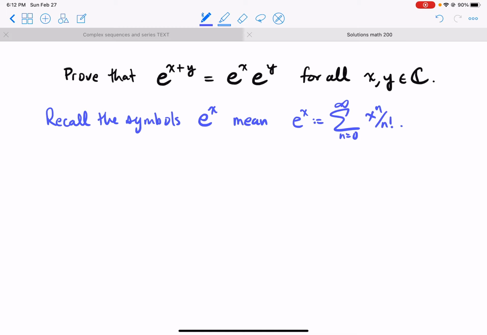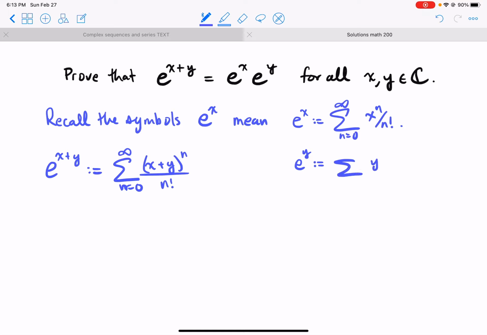So, first of all, e to the x plus y is by definition an infinite sum of x plus y to the n over n factorial, where n equals 0, 1, 2, 3, 4, infinite sum. Okay? And e to the y by definition is y to the n over n factorial, n equals 0 to infinity.